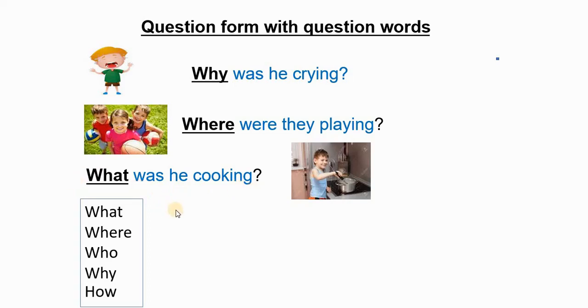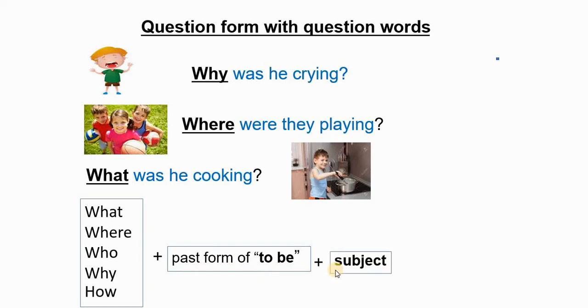So the form here is we have the question words, either what, where, who, why, and how. And then we have the past form of the verb to be, followed by the subject, and followed by the ing form of the verb, and followed by the question mark at the end. This is how you form the question form with question words.